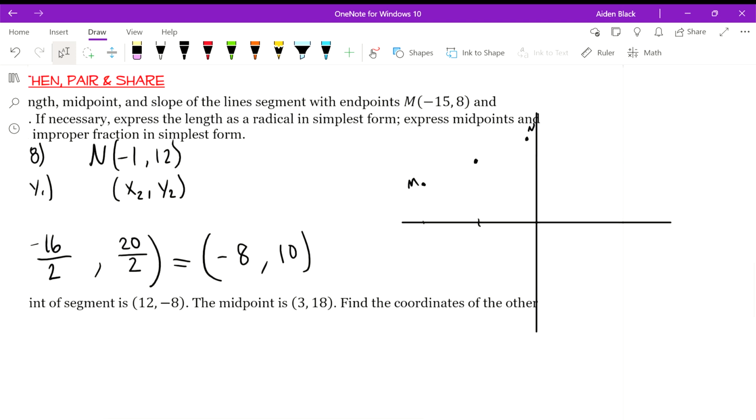And it definitely looks like our midpoint. If you wanted to, you can always pop open Desmos and plot these points. Negative 15, 8 was our first point. Then we had negative 1, 12. And then our midpoint was negative 8, 10. So one way to check this is, and I'll actually just screenshot this so we can demonstrate it.